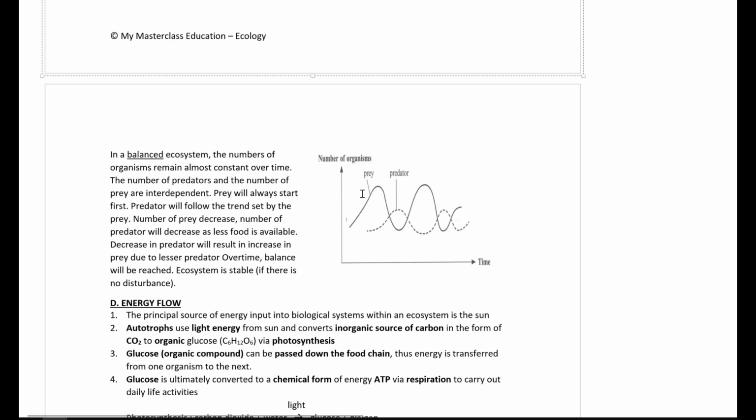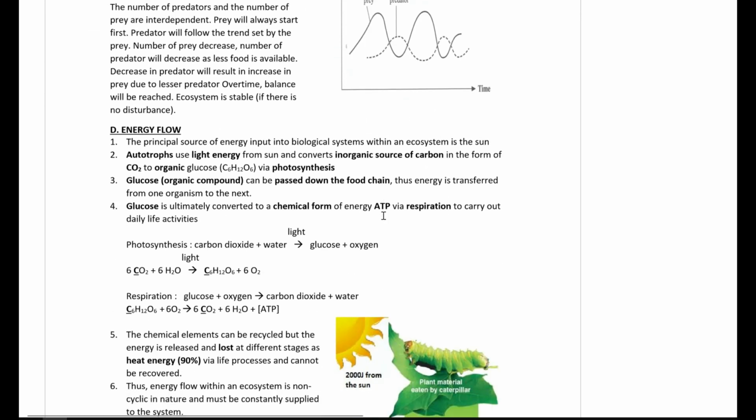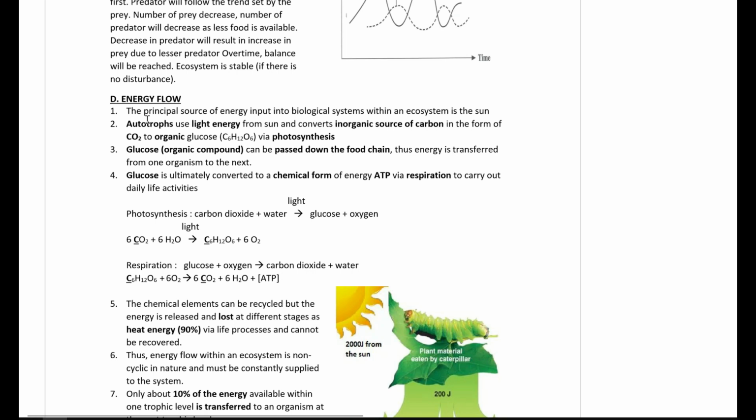Okay, so all this energy, we call it the energy flow, whereby I have got autotrophs that use light energy. So make sure you memorize this. Light energy converts inorganic carbon, which is carbon dioxide. You cannot consume carbon dioxide, so it's inorganic. Whereas glucose, C6H12O6, is organic because it can be consumed. So this glucose is then used for release of energy via respiration.